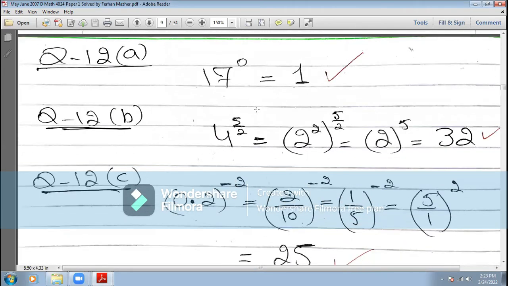So the first part is showing up on your screen, 17 raised to power 0. Anything raised to power 0, the answer is always 1. So 17 raised to power 0 will be 1. Question number 12, B part, 4 raised to power 5 by 2.